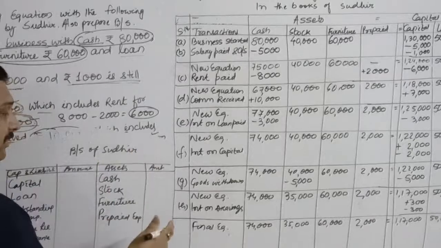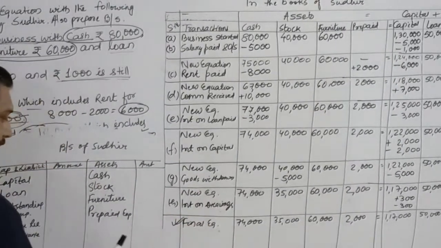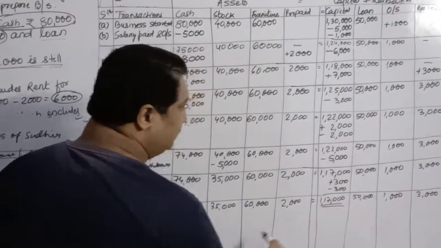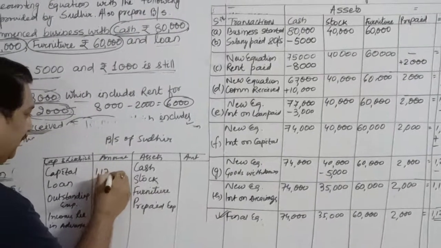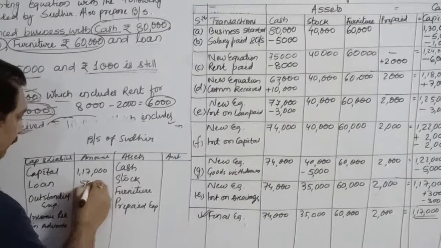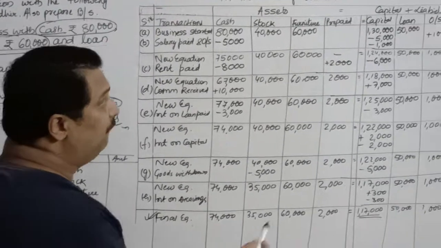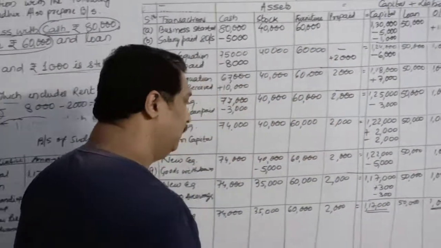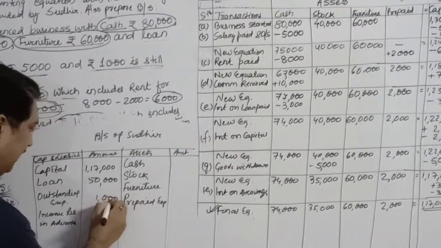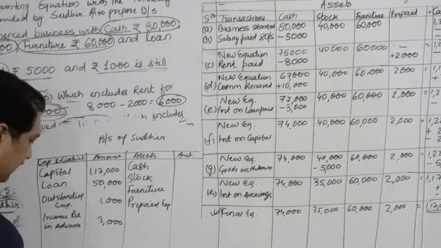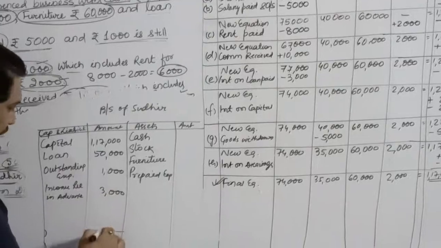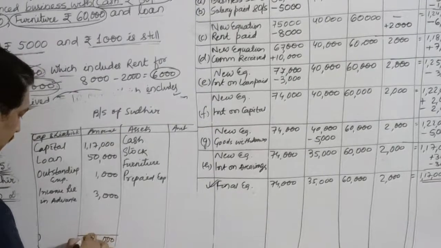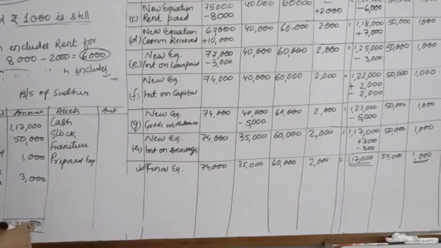Now for all these we are supposed to take the final amount. So capital, what is the final amount? You see, final equation is 1,17,000. So I will write in front of capital 1,17,000, in front of loan 50,000, in front of outstanding expenses final equation is 1,000 and received in advance 3,000. So I will write 1,000 in front of outstanding and 3,000 in front of received in advance. So what is the total of this side? If you can see, 1,71,000. Let's check the asset side.